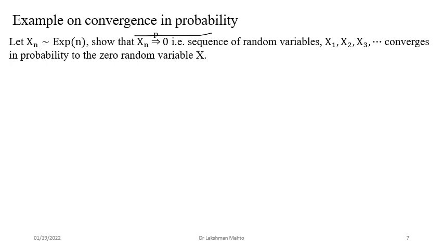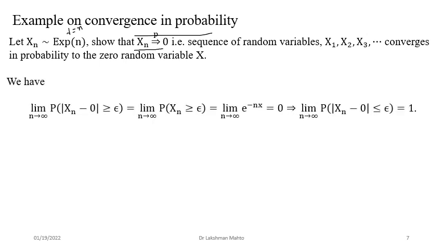This result is also very simple. Take a sequence of random variables where each member is exponentially distributed with parameter lambda equal to n. We can claim that this sequence of random variables converges to zero in probability. How can we establish this result? It is very simple. Again, we focus on the probability that xn is epsilon away from 0.